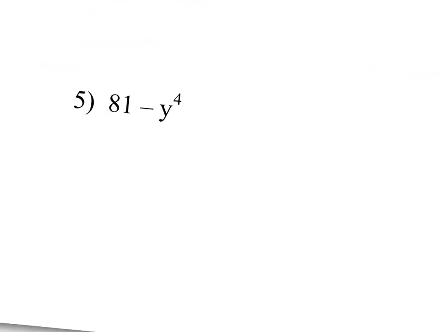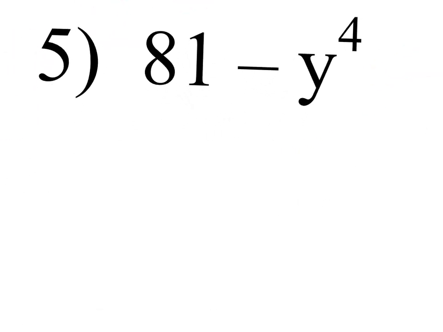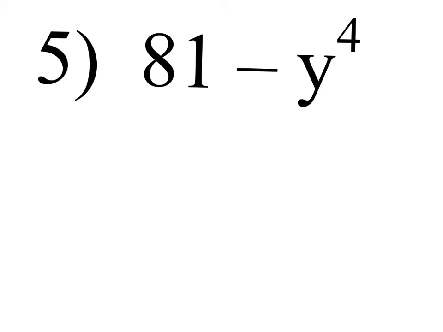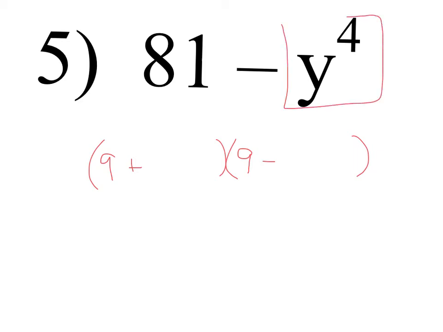Okay, example 5. Notice on this one that we've got something to the 4th power. Realize 4th powers can break down easily too. We can square root this. If I square root 81, I'm going to have 9 and 9. I have a plus and a minus. With this y to the 4th, when I square root it, I get y squared and y squared. So it breaks up to 2 and 2.